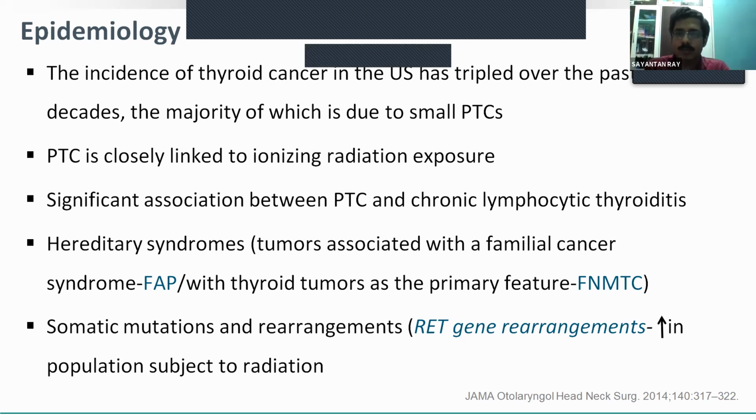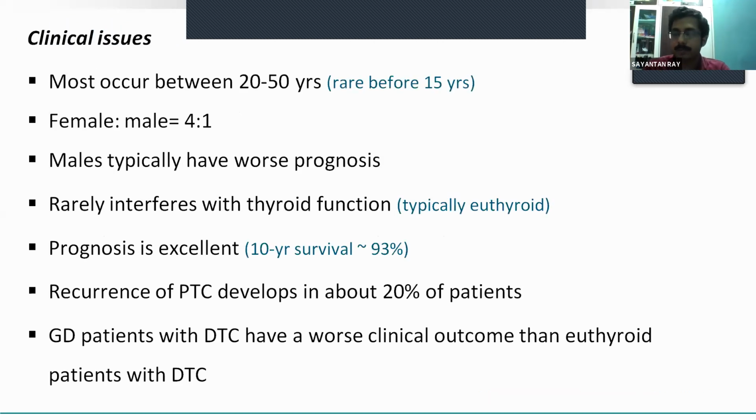Regarding hereditary syndromes, tumors could be of 2 groups. One is tumors associated with familial cancer syndromes like familial adenomatous polyposis, and the other group is thyroid tumors as the primary feature, that is familial non-medullary thyroid cancers. Regarding somatic mutations and rearrangements, the most common chromosomal structural alteration found is RET gene rearrangement, and that too is increased in populations subject to radiation exposure.